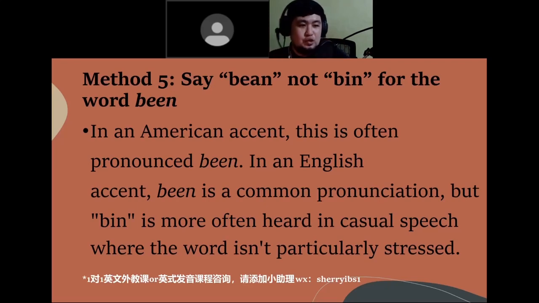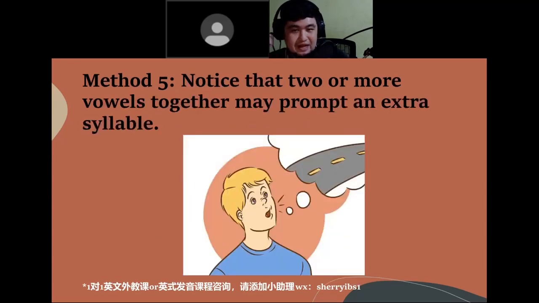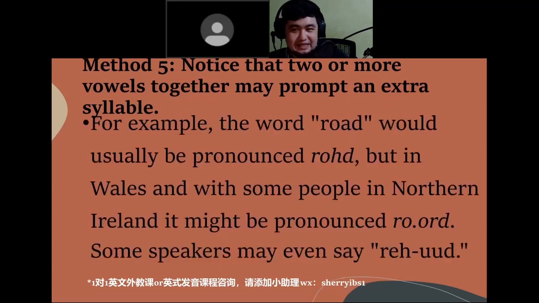So how do you master it? Just practice all the time. Okay, guys. Next is method 5. Notice that two or more vowels together may prompt an extra syllable. Okay, so two or more vowels. Let's see for the example. Notice that two or more vowels together may prompt an extra syllable.